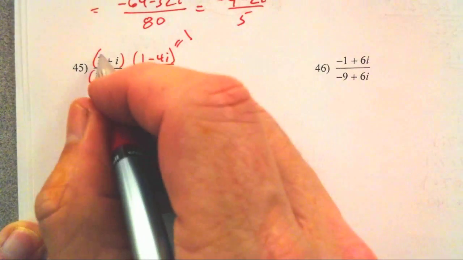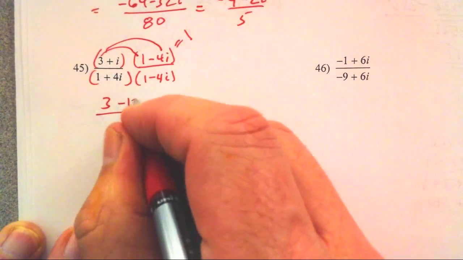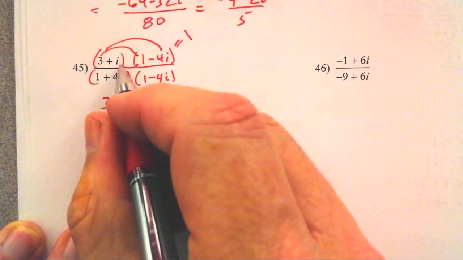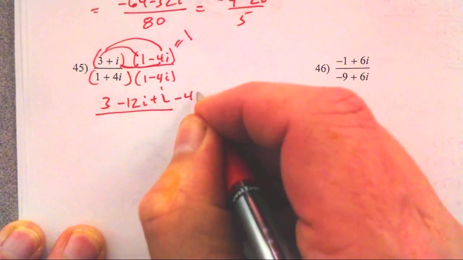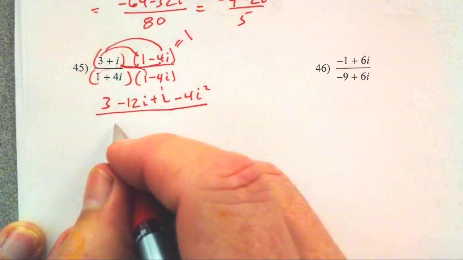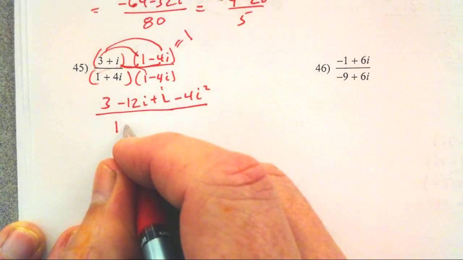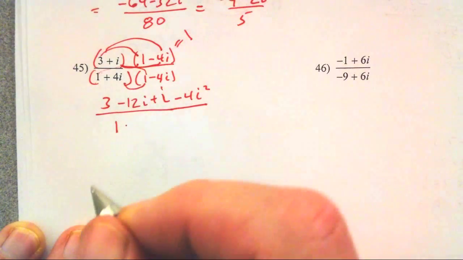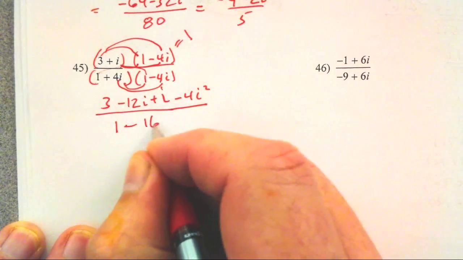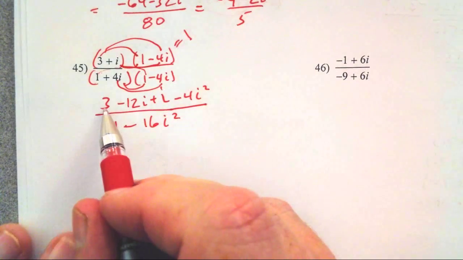When I FOIL the numerator, I get a 3. I get minus 12i's. I get plus 1 more i. And I get minus 4i squared. In the denominator, when I FOIL, I get a 1. I get a minus 4i, but I turn around and get a plus 4i. That's why I did it. And ultimately, I get a minus 16i squared.